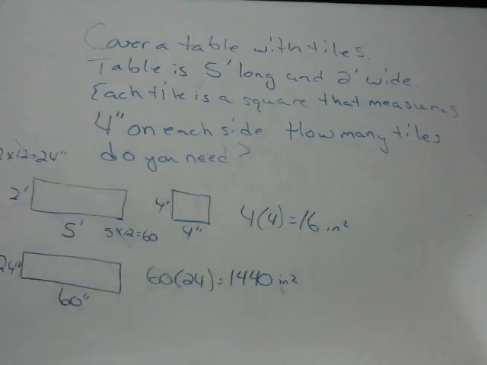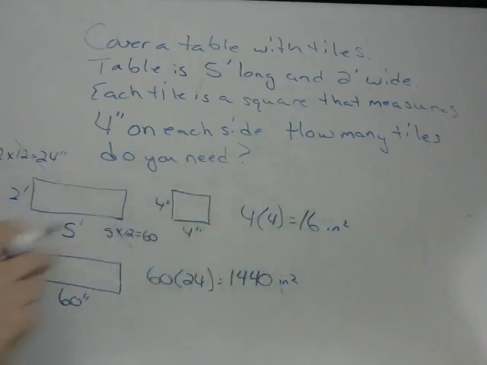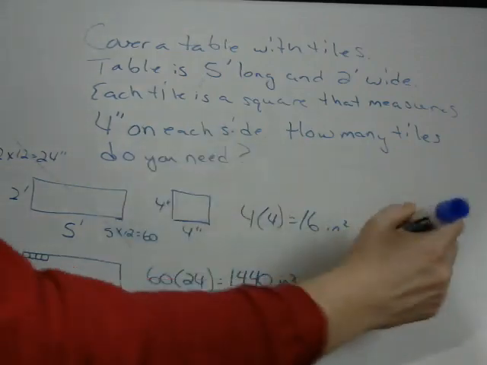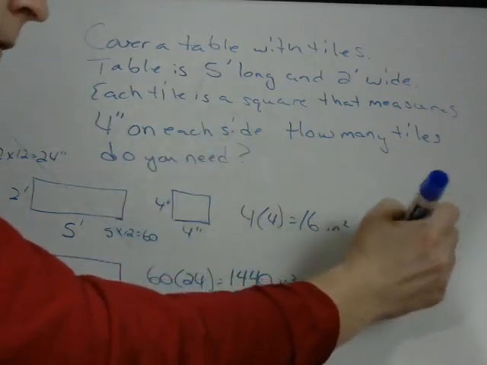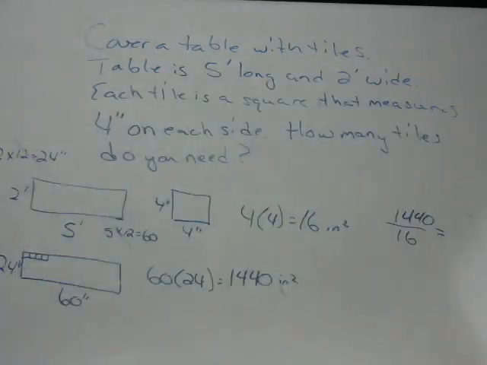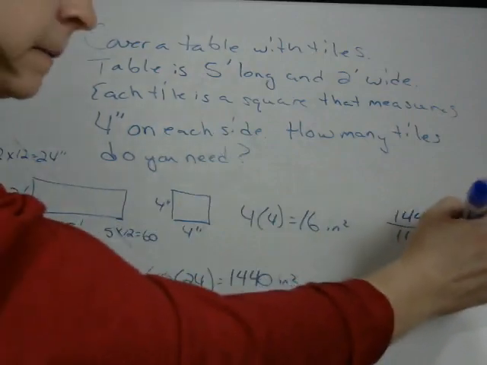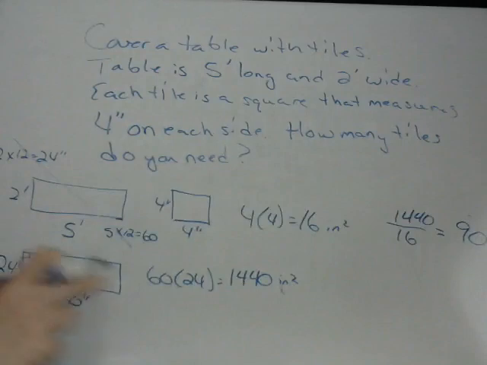Each one of these little tiles that we're going to put on this table, like that, is 16 inches. So how many of these do we need in order to cover the whole thing? To do that you do a simple division. So it's 1,440 divided by 16. And if you do that, you will get 90. So you need 90 of these tiles to cover this table.